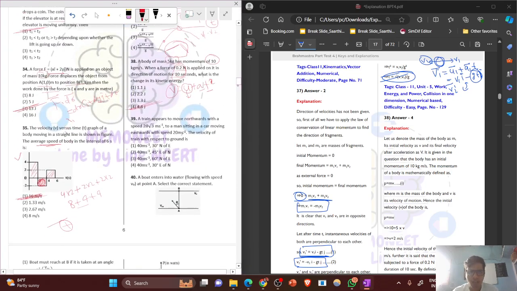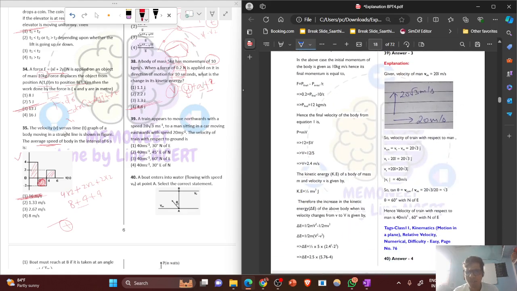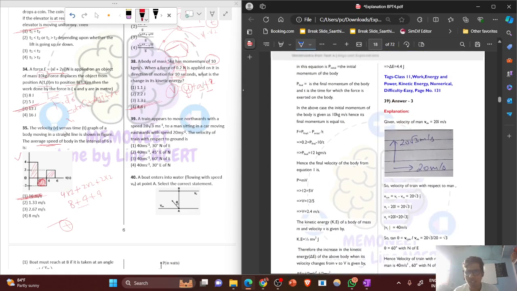Try to learn the concept. They have done a very big calculation. No need to do this much.